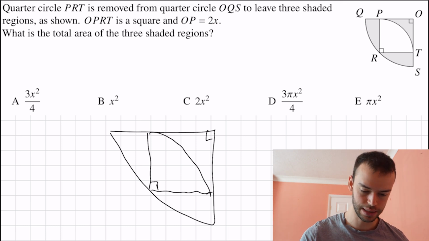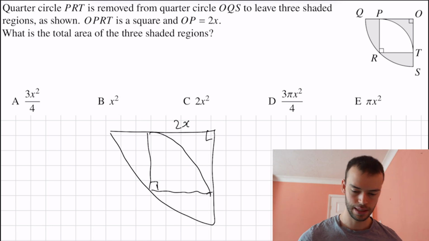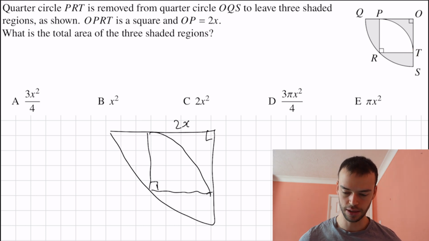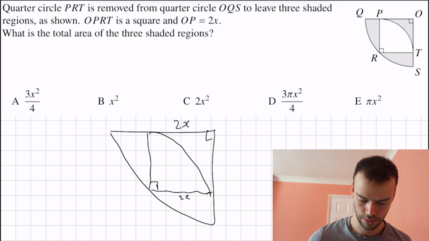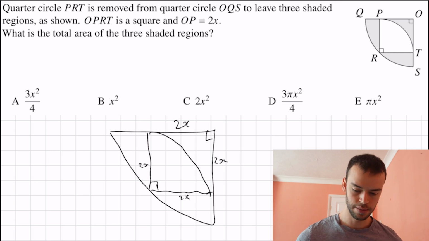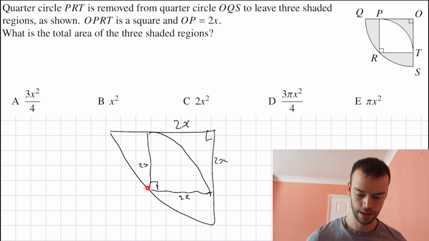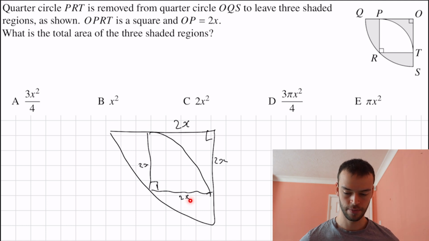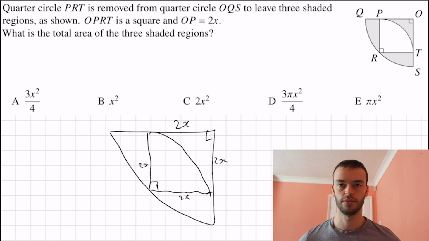We know OP equals 2x. I think that's helpful to put in here. Since OPRT is a square, we also know that OT, RT, and PR are also 2x in length. So let's put those in. That's really useful, because it means that this quarter circle here, if it was a full circle, would have a radius of 2x. That's very good because we can find areas of quarter circles using the formula for the area of a circle.